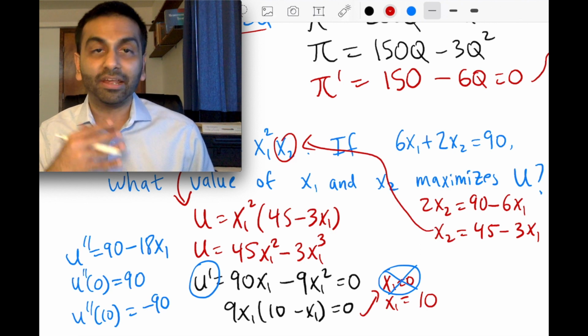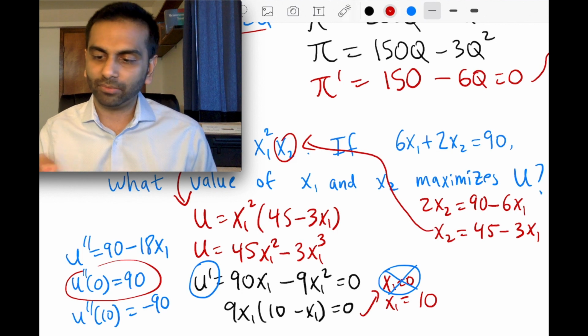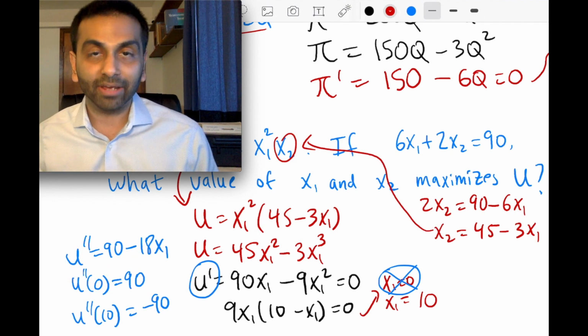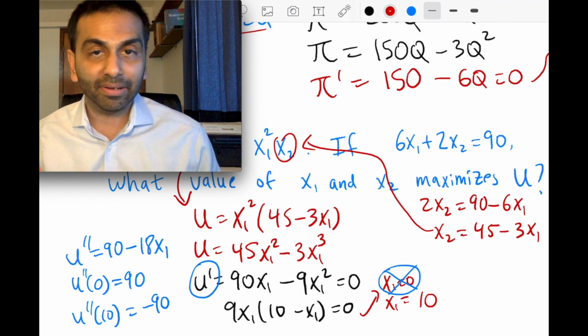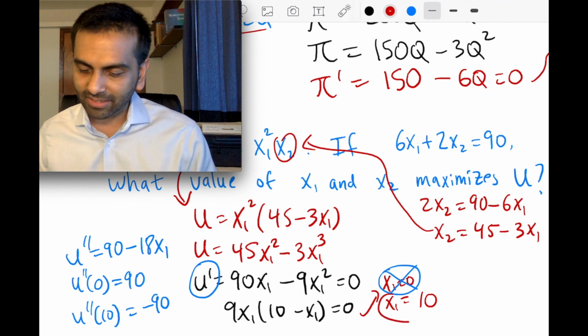If this question had said minimize utility, then our answer would be that 0 is the appropriate value for x1, and we would eliminate 10 because that would maximize it, not minimize it. But here we want to maximize, so our answer is that x1 has to equal 10.